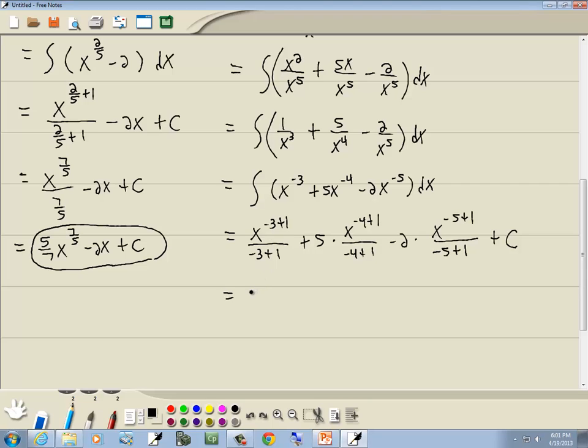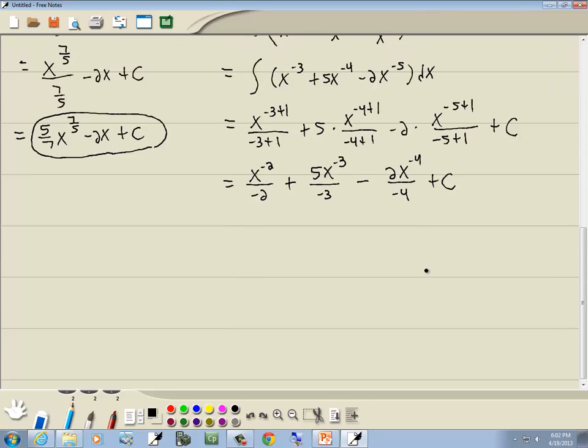Negative 3 plus 1 gives us negative 2, so we got x to the negative 2 over negative 2 plus 5x, negative 4 plus 1 is negative 3 over negative 3, minus 2, negative 5 plus 1 is negative 4, so x to the negative 4 over negative 4 plus c.